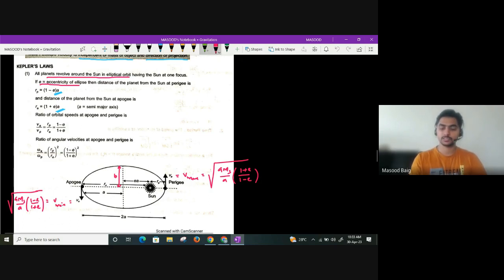So what is the ratio of minimum speed to maximum speed if they ask? It will be 1 minus e divided by 1 plus e. Clear, all of you? This is not required anyhow.